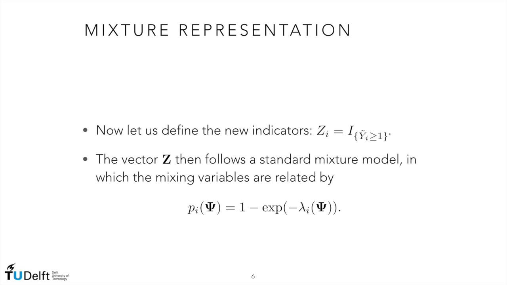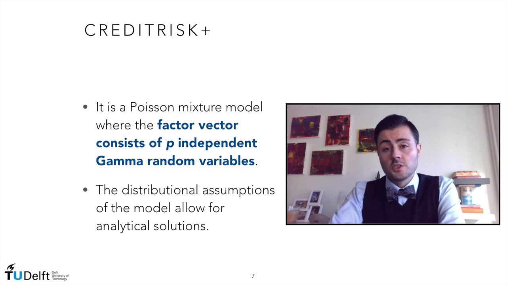If we define the random variables z_i indicating the event "at least one default for company i", then we are back to the old framework we have seen, and π_i is equal to 1 minus the exponential of −λ_i(ψ). CreditRisk+ was introduced by Credit Suisse Financial Products in 1997.